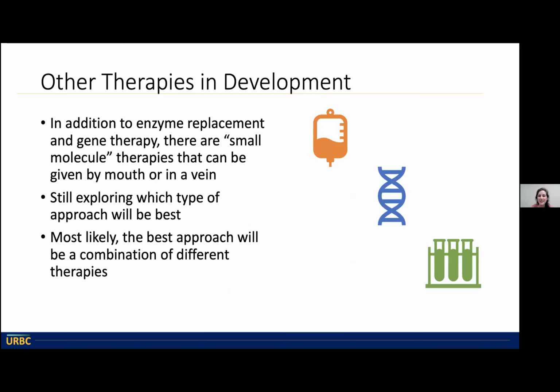In addition to enzyme replacement and gene therapy, there are also therapies that involve small molecules that can be given either by mouth or intravenously through the vein. There are also some large molecule therapies that work by altering the immune system. Some therapies involve molecules that can get into the brain themselves, and some we have to put in the brain directly. At this point, we don't know exactly for sure which type of approach is going to be best, and likely the best benefit will come from a combination therapy rather than any single therapy.